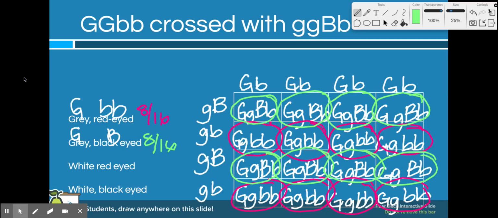And since all 16 of my boxes have been circled, I know that none of these will be white with red eyes and none of these will be black or white with black eyes. And that is how you read the second example.